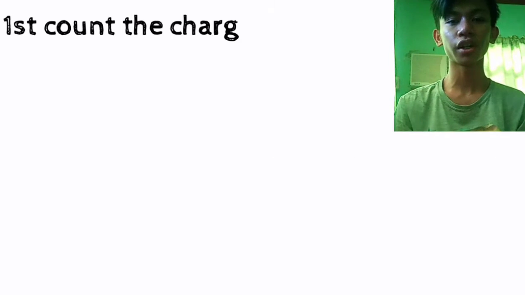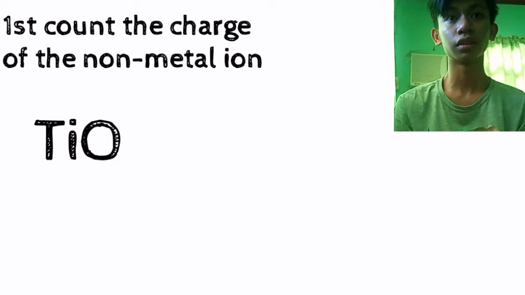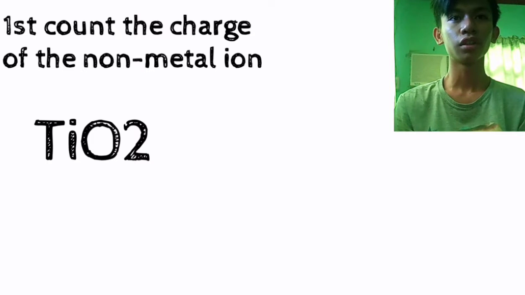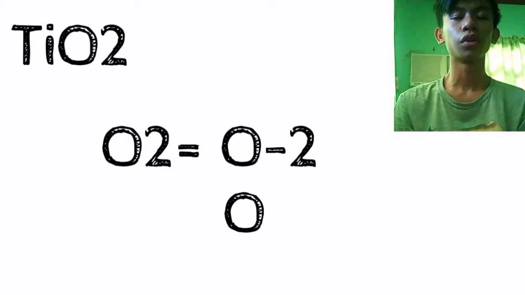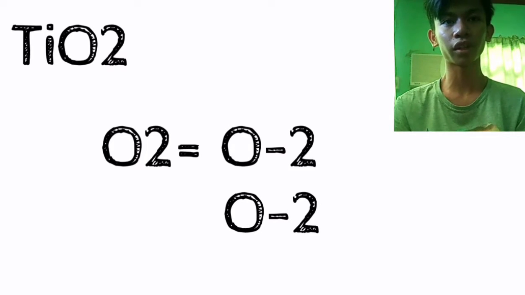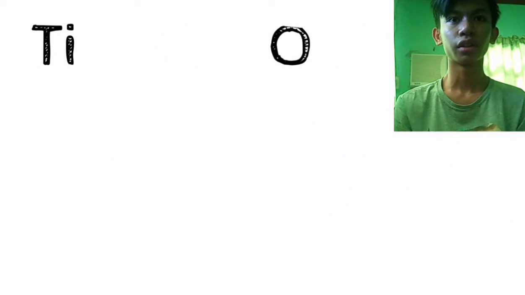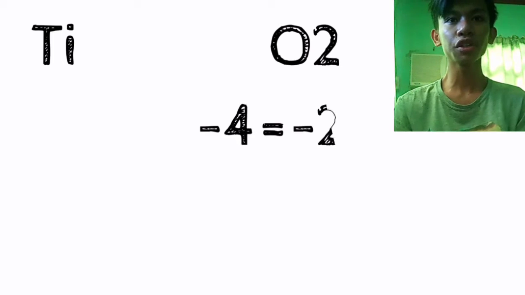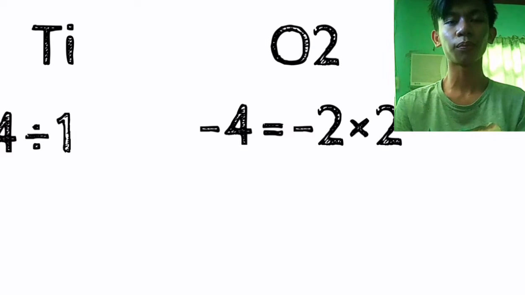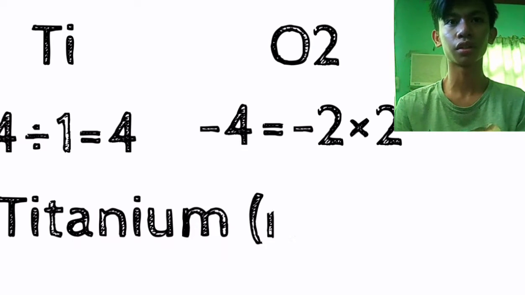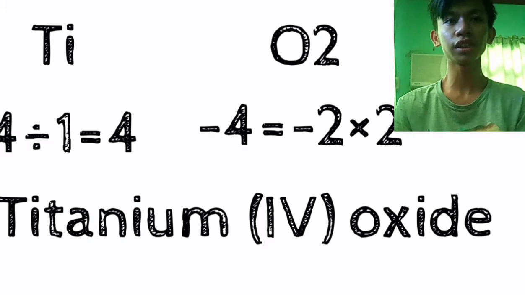First, count the charge of the non-metal ion. In this example, oxygen is the non-metal ion. Oxygen has a charge of negative 2, multiplied by 2 oxygens because we have 2 oxygens in the given example. That means we have a negative 4 charge. Therefore, each titanium must contain a positive 4 charge. So, the answer is titanium Roman numeral 4 oxide.